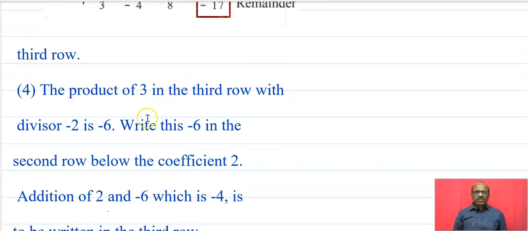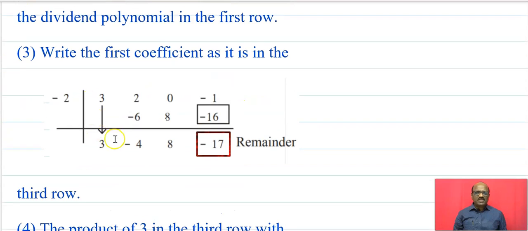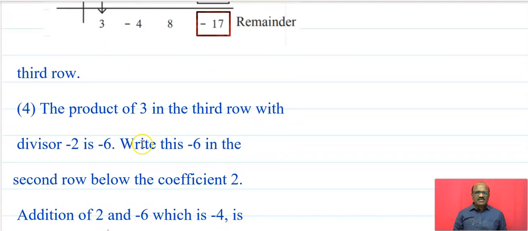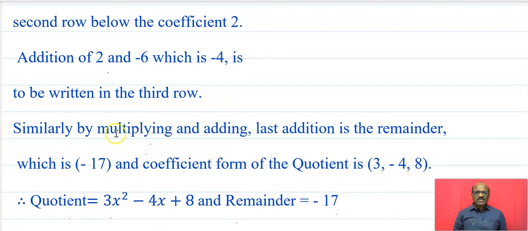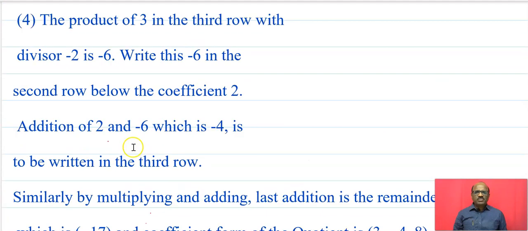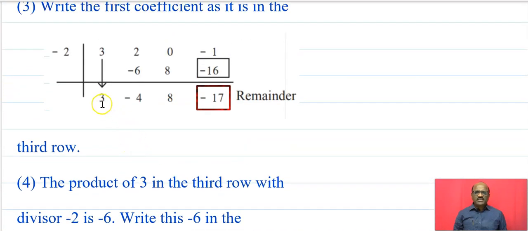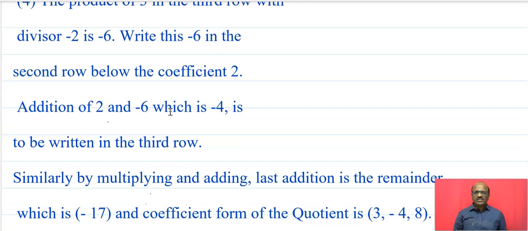Now, the product of 3 in the third row with minus 2 is minus 6. That's the explanation. Now what are the coefficients here? The coefficients are 3, minus 4, 8. Now we will find the quotient. How many coefficients are there? 3, minus 4, 8. Therefore the degree is 2.